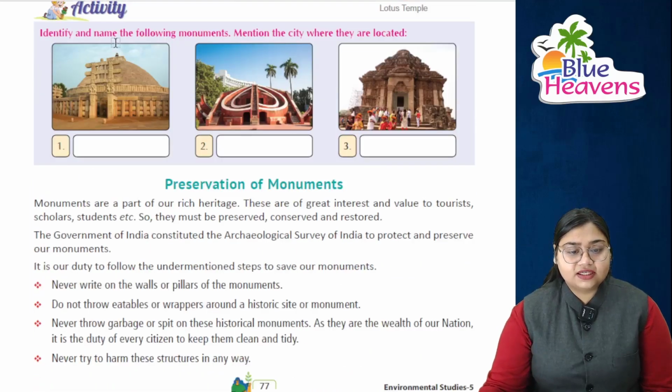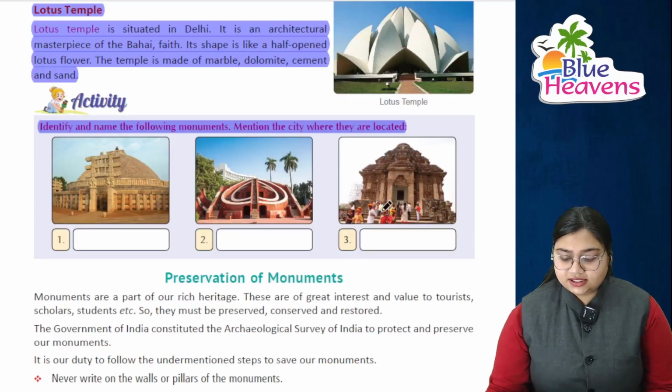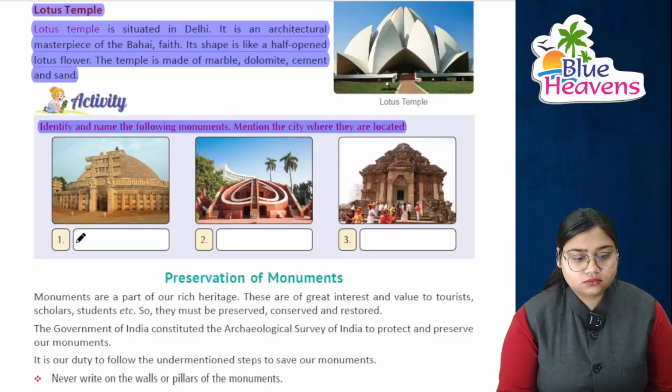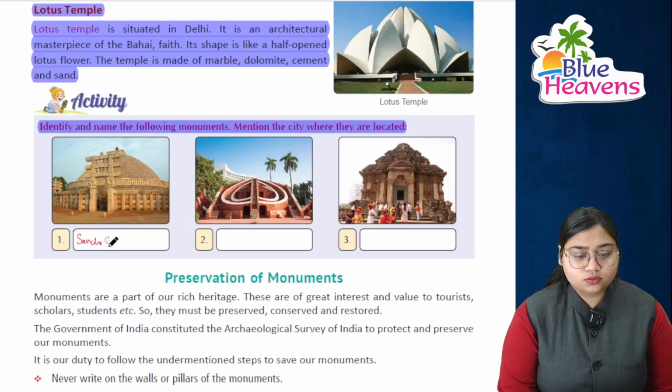Next is your activity, which says identify and name the following monuments. Mention the city where they are located. So we will mention it. So the very first here is our Sanchi Stupa, और ये कहाँ पे है? It is in the city known as Sanchi only.